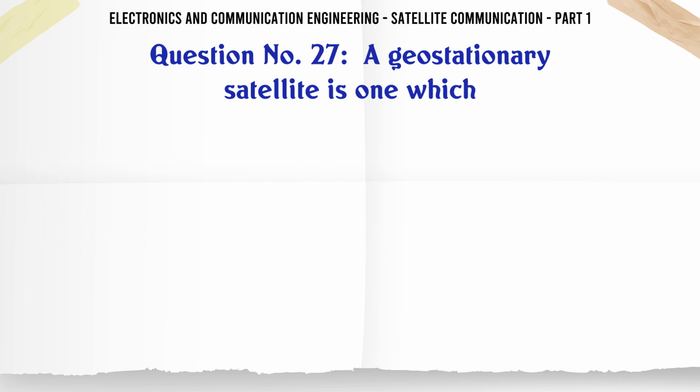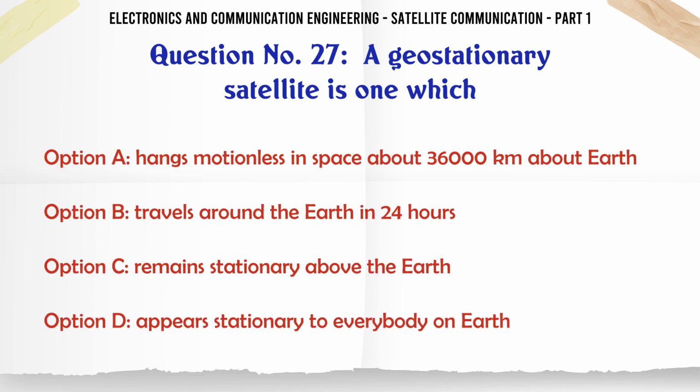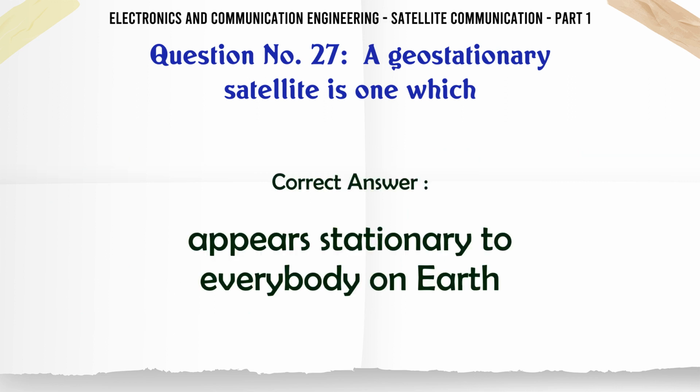A geostationary satellite is one which: A. Hangs motionless in space about 36,000 kilometers above Earth. B. Travels around the Earth in 24 hours. C. Remains stationary above the Earth. D. Appears stationary to everybody on Earth. The correct answer is appears stationary to everybody on Earth.